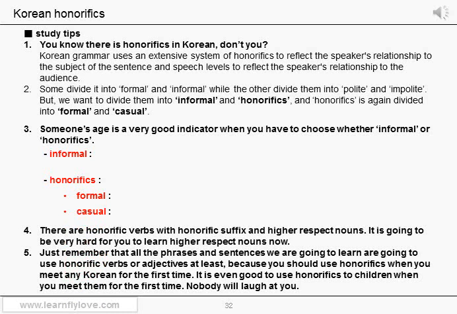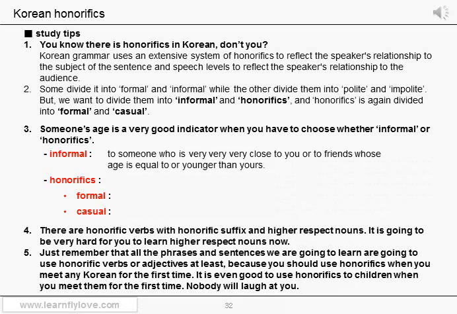Someone's age is a very good indicator when you have to choose whether to use informal or honorifics. Then, who do you use the informal form to? Listen carefully, this is very important. You use informal form to someone who is very close to you, or to friends whose age is equal to or younger than yours.